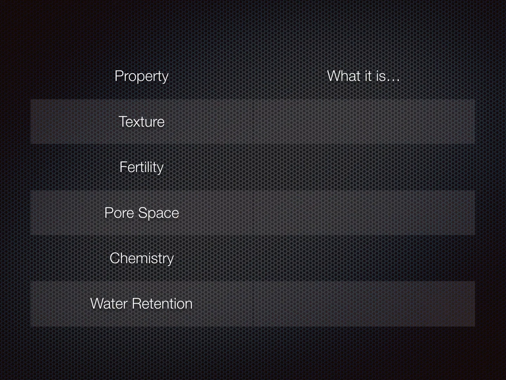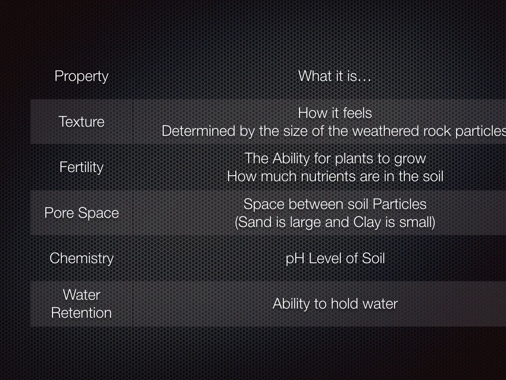There is 5 properties that you need to know about in soil. Texture, fertility, pore space, chemistry, and water retention. They are very much linked to each other, but you need to know what each of them are. And I'm going to let you copy those down. Make sure you have your notes completed for class, and we will talk more about them as we move forward.